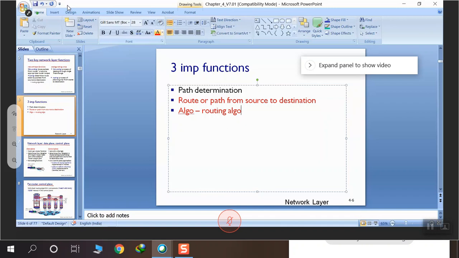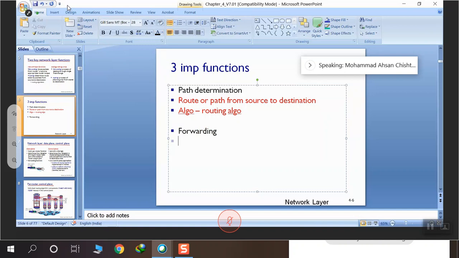Forwarding is a router local action. For that, I would use another color, let's say red. When the packet arrives here, it is to be forwarded to the link that is on this side. So passing this from here to here within a router.